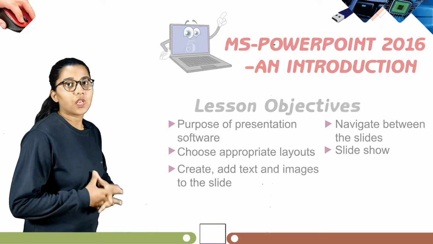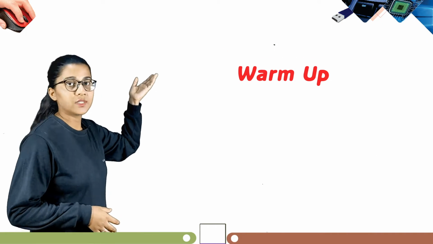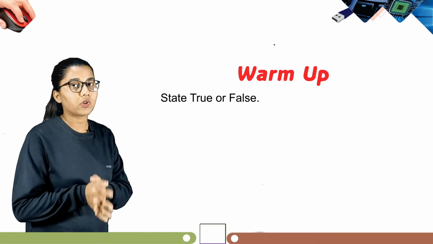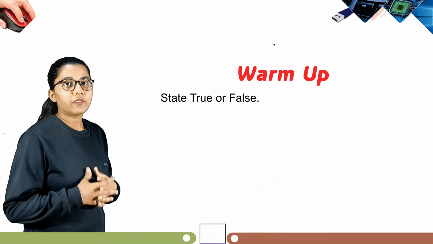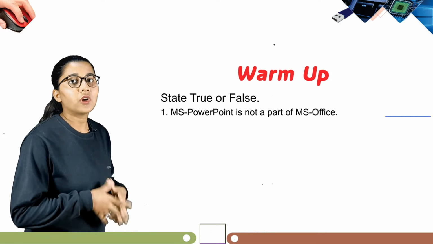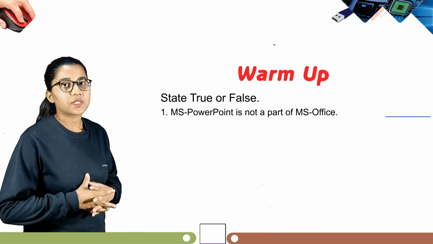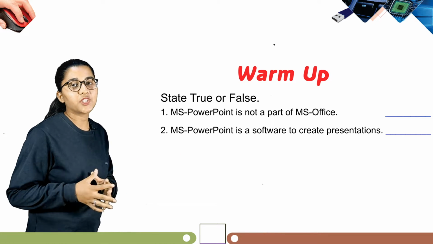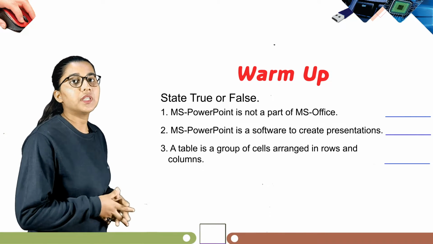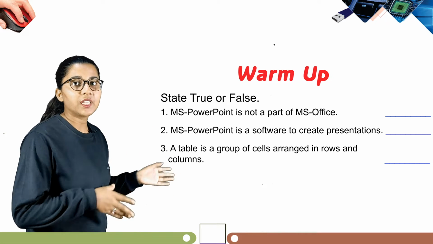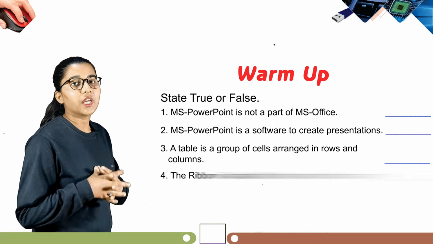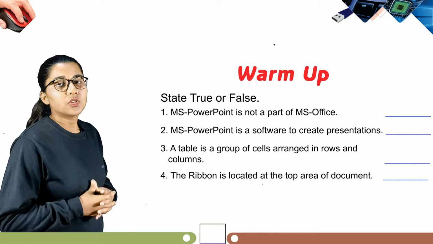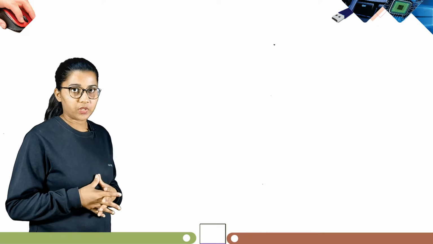So students, now we have some warm-up questions, that is state true or false. You have to state true or false in the given blank. First, MS PowerPoint is not a part of MS Office. Second, MS PowerPoint is a software to create a presentation. Third, a table is a group of cells arranged in rows and columns. The ribbon is located at the top area of the document. So students, now let's start our chapter.